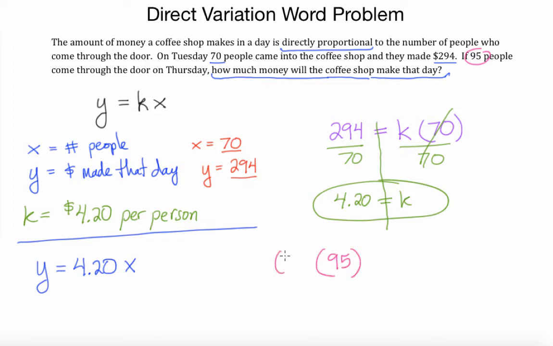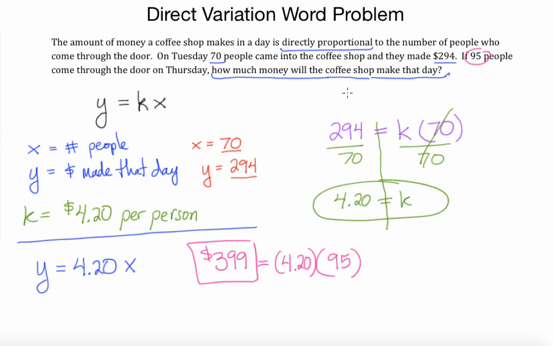I'm going to multiply that by $4.20. And we can see that, well, looks like we should make $399. So that would be the answer to this question. How much money will the coffee shop make that day? They'll make $399, assuming the same direct variation relationship.